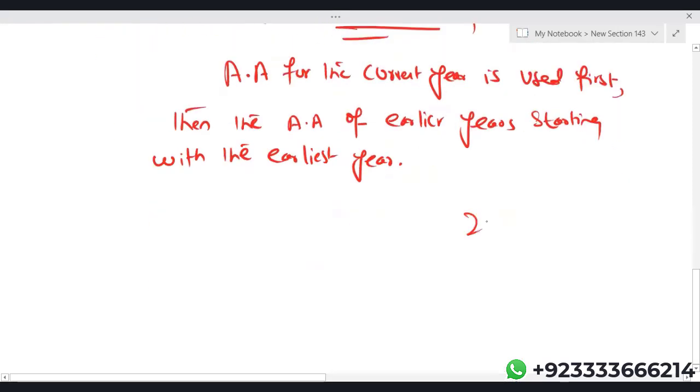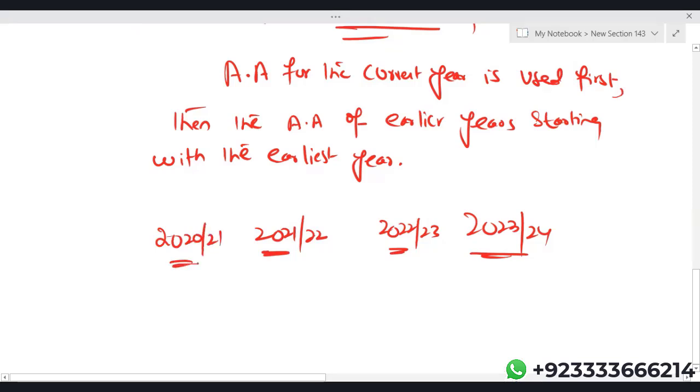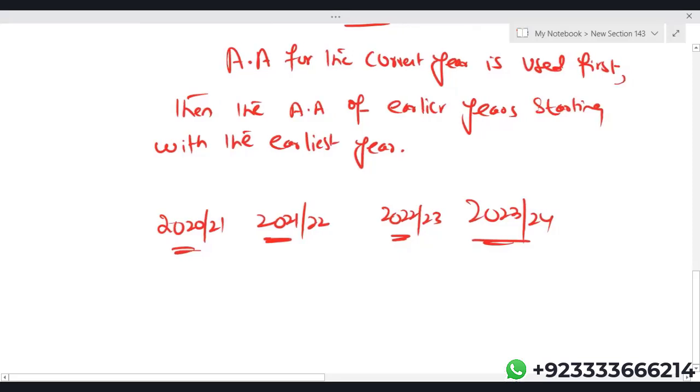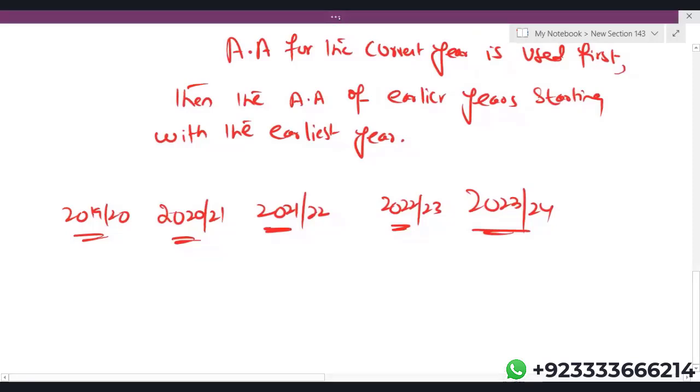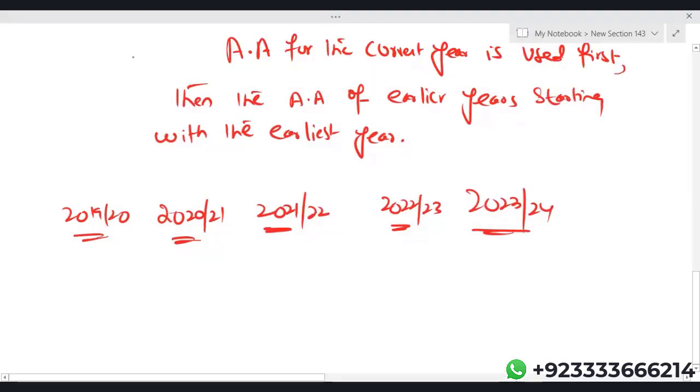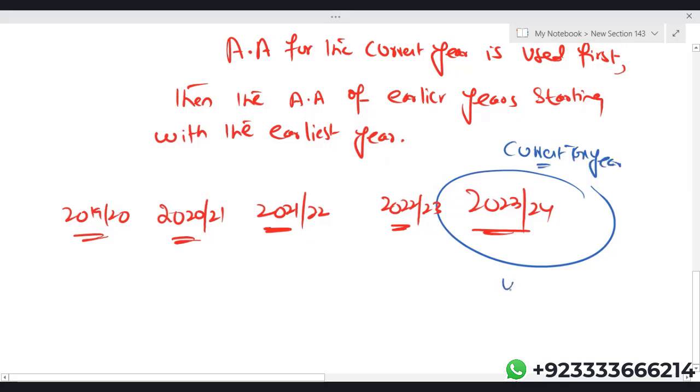For example, the current tax year is 2023-24. If I go back for 3 tax years, look at this: 22-23, 21-22, and 20-21. Let's say we also have 19-20. This is the current tax year. Let's say you are solving a question. The current tax year annual allowance limit is 40,000.